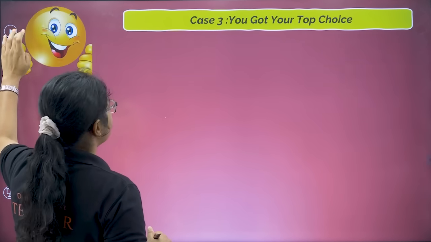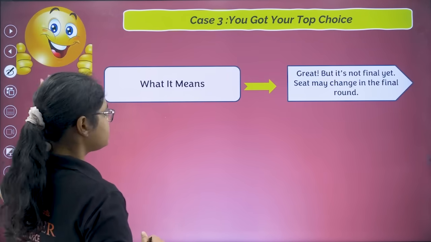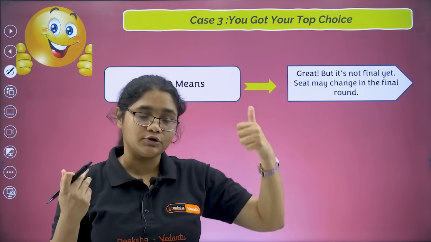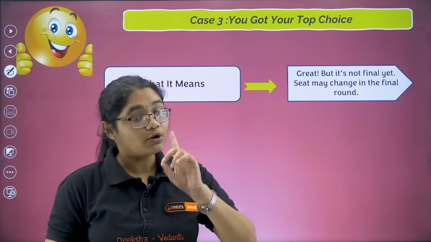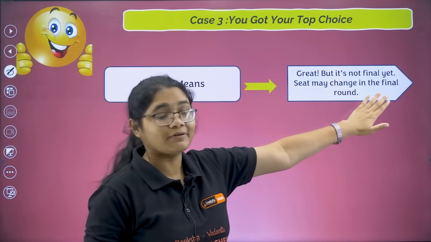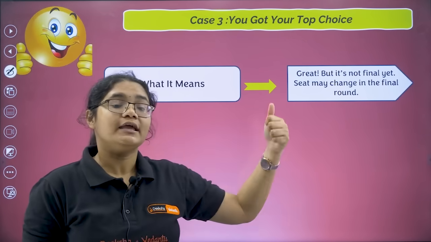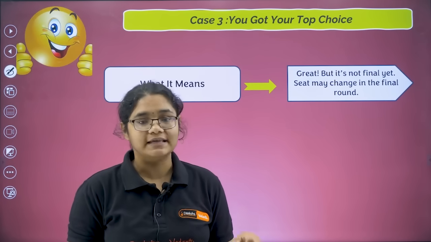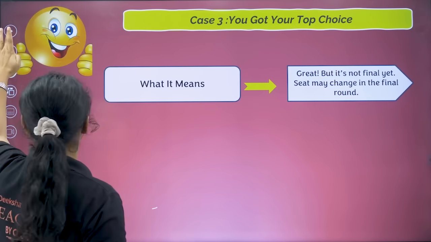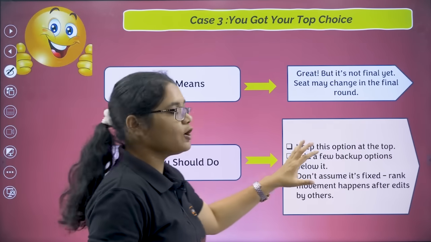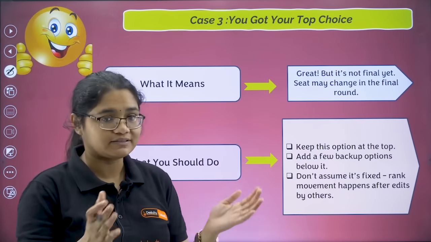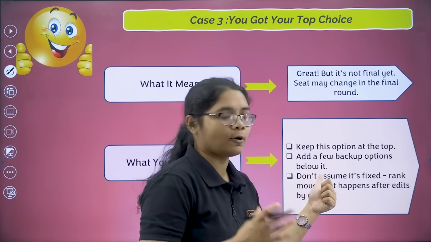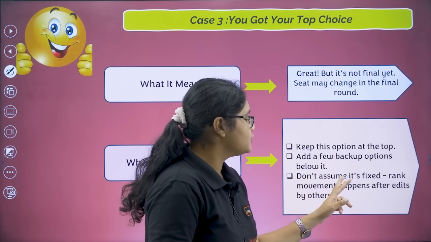Next, if you have got the top choice, that means it is good news. You should be very happy for that, but you should also remember that it is not final. In the final first round result, you may not get the same college. So although you keep the same option which you are interested in at the top, at the same time add a few backup options below it. Do not assume it is fixed.